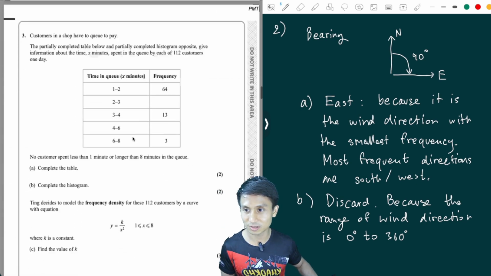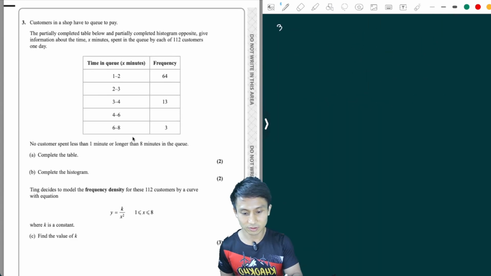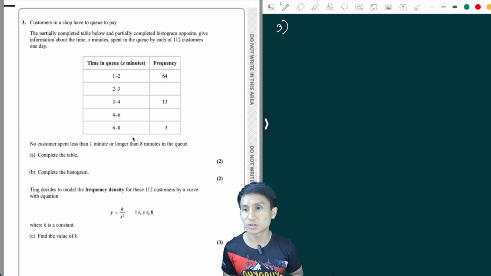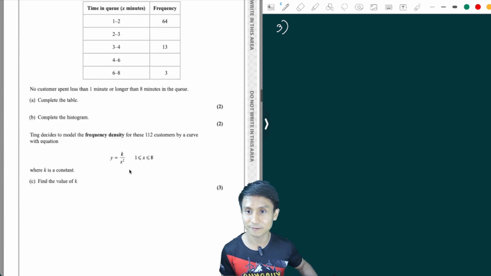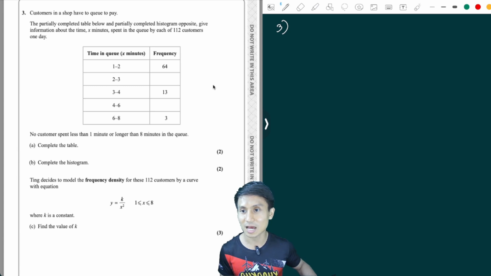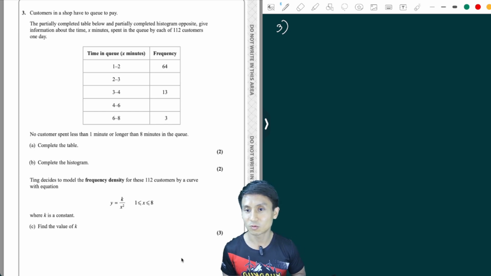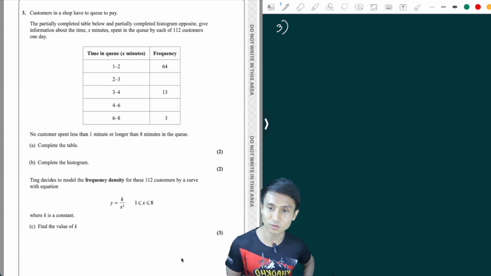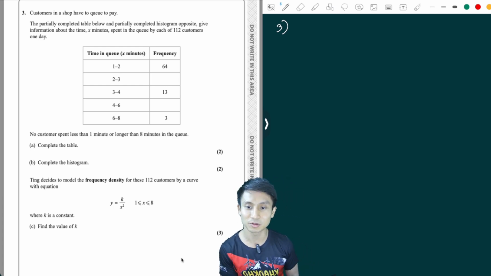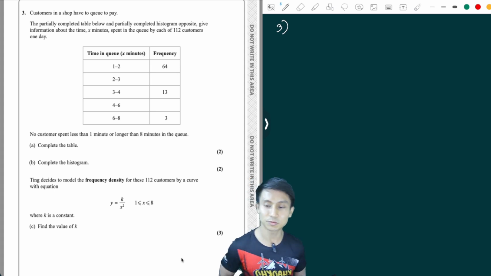Okay, so we're going to go to the third question now. The third question in statistics. Customers in the shop have to queue to pay. Partially complete the table below and partially complete the histogram opposite. It gives information about the time X minutes spent in the queue by each of the 112 customers in one day. So we have missing data here. No customer spent less than 1 minute or longer than 8 minutes in the queue. So that is just telling you the minimum and the maximum of the data. The minimum is 1, the maximum is 8. Okay, and we are asked to complete the table.